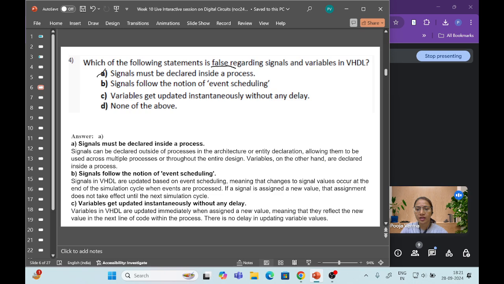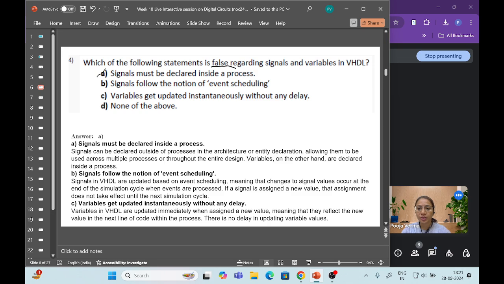Now I can describe the other options also. Signals follow the notion of event scheduling. In VHDL, signals are updated based on event scheduling. That means changes to the signal value occur at the end of the simulation cycle when events are processed. So if a signal is assigned a new value, that assignment does not take effect until the next simulation cycle. Okay, so when that cycle completes, then the signal follows the next instruction.